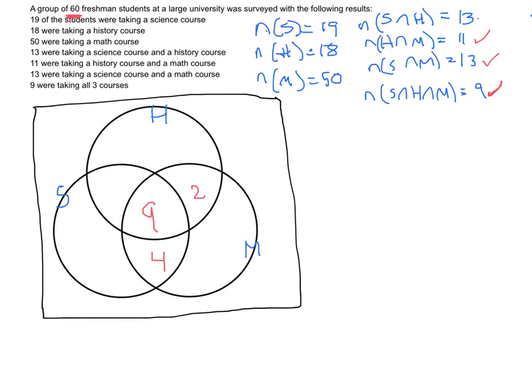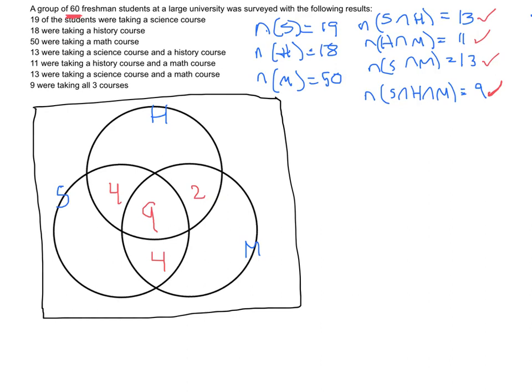Similarly, for S intersect H being 13, S intersect H is this area here, which is these two regions, which leaves me once again with 4. So far we have 4 of our regions filled in. Now we need to work our way through.